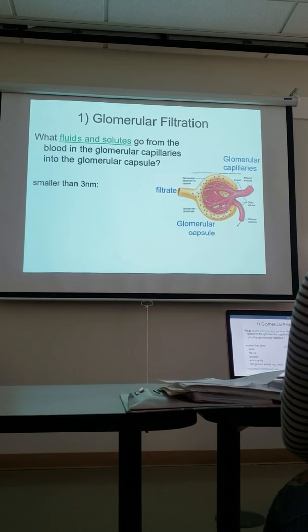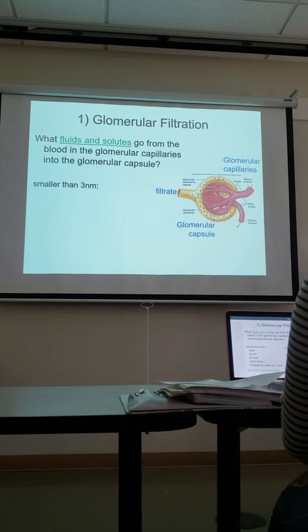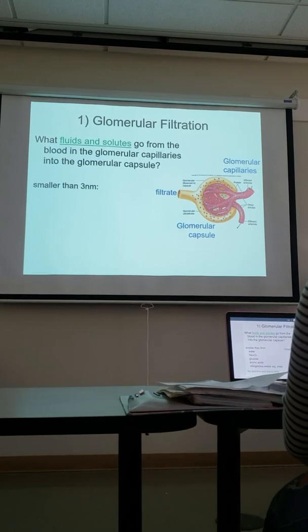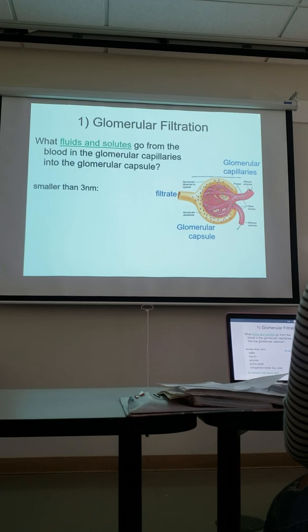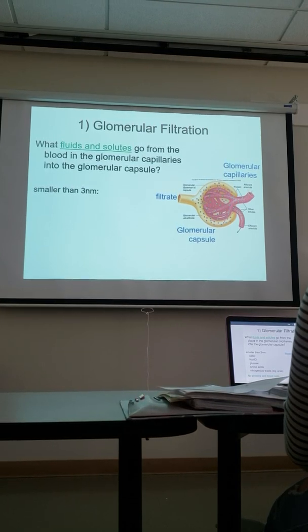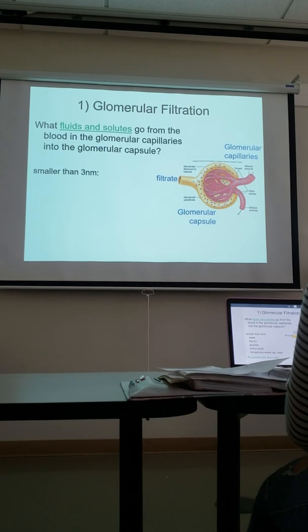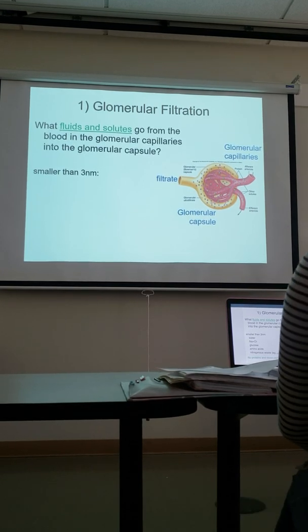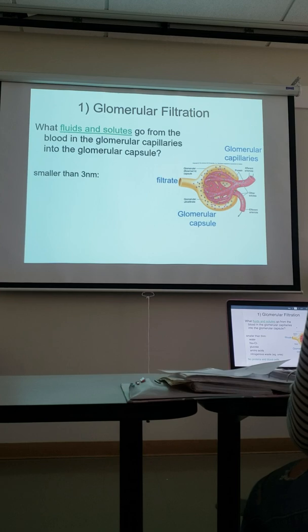And just to give you a reference as to how big 3 nanometers is, if you take a meter stick, which is about 3 feet long, a nanometer is 1/1,000,000,000 of that. So imagine taking a ruler stick and dividing it into 1,000,000,000 pieces, and that'd be 1 nanometer. So if it's smaller than 3 nanometers, it'll go through.